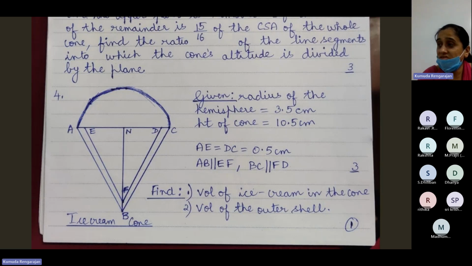So I picked these two questions to understand how we use the concepts of similar triangles here. So in the earlier one, we used similarity in two triangles. So here we'll be using another one from the same chapter. We'll see that.